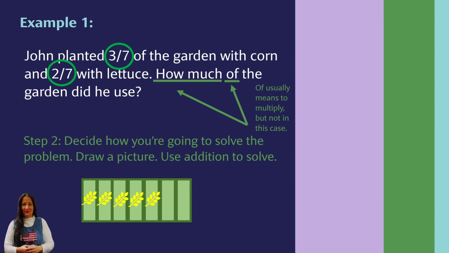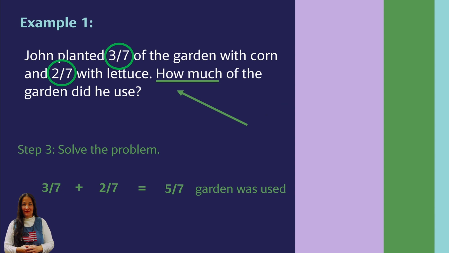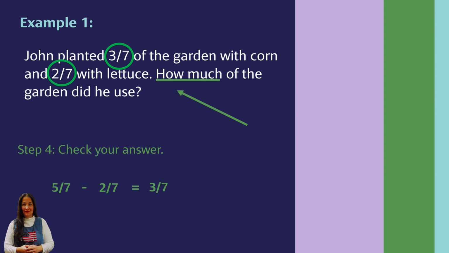Step 2. Decide how you're going to solve the problem. Draw a picture. Use addition to solve. The word of usually means to multiply, but not in this case. Step 3. Solve the problem. 3/7 plus 2/7 equals 5/7 of the garden was used. Step 4. Check your answer. 5/7 minus 2/7 equals 3/7, using inverse operations.